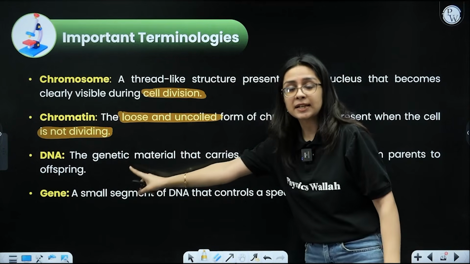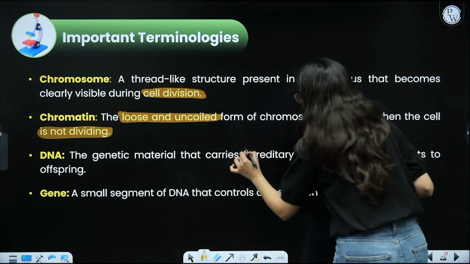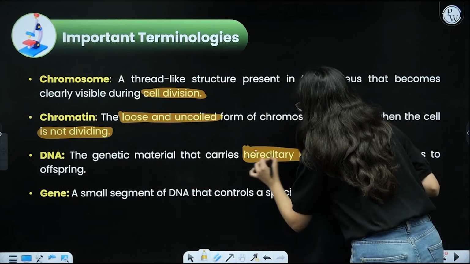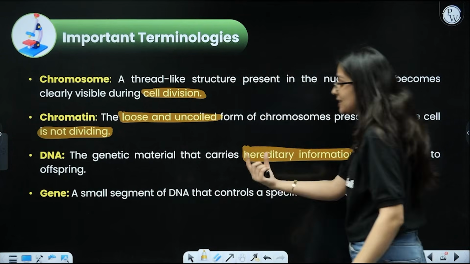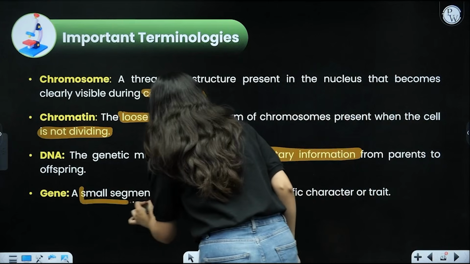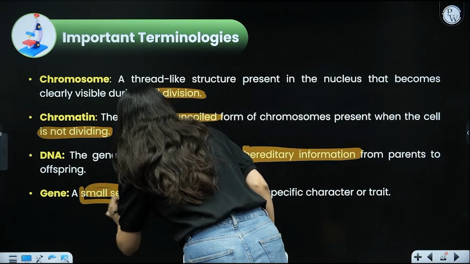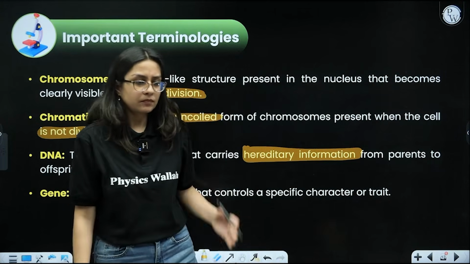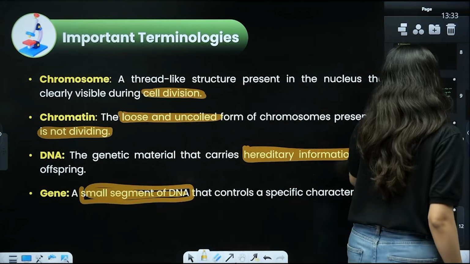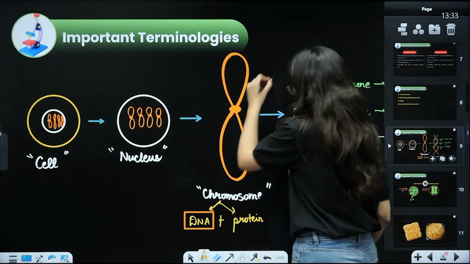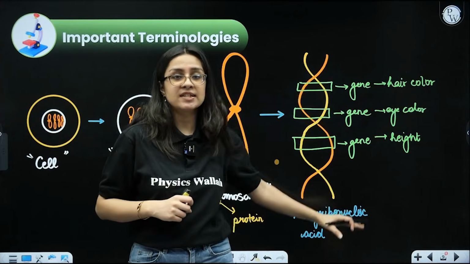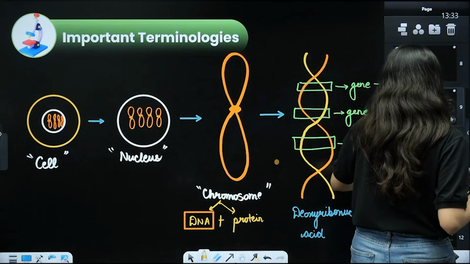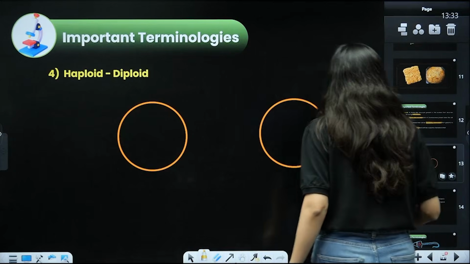DNA is the genetic material. Why is it the genetic material? Because it carries hereditary information. And what is that hereditary information in the form of? It is in the form of genes. So a gene is a small segment of DNA that carries all the information for a particular character or trait. Please make a note of it, like we just discussed, that a particular segment of DNA, beta, might have multiple genes. This was also a question that was asked some years back: does a DNA have only a single gene or does it have multiple genes?